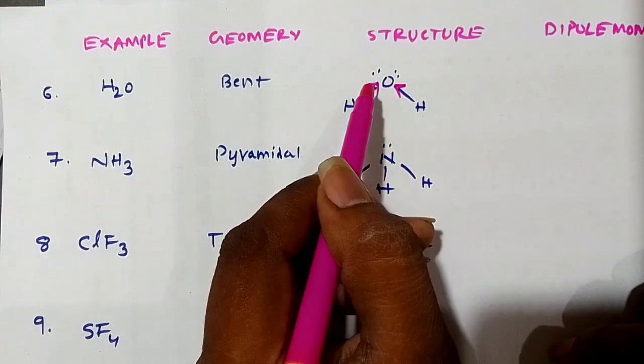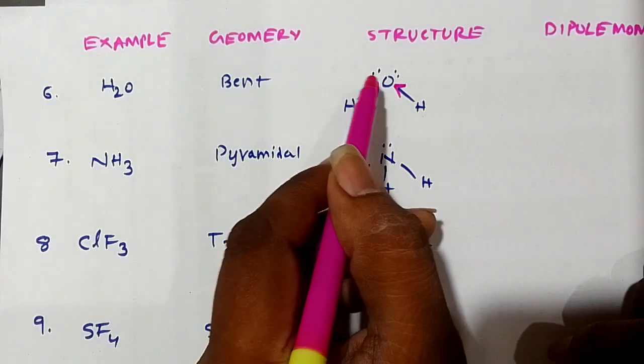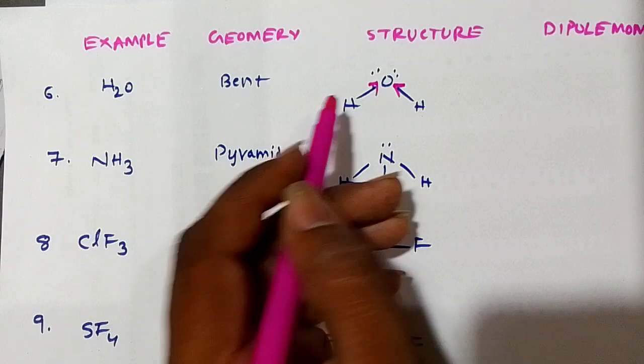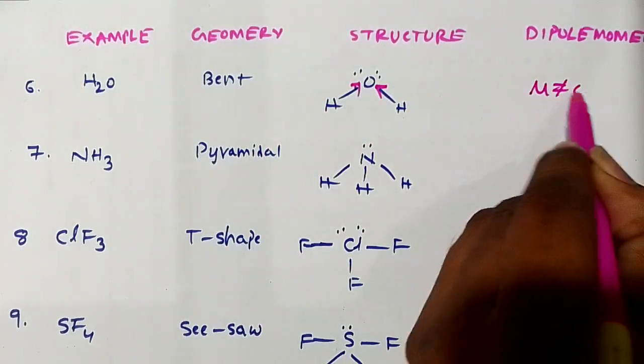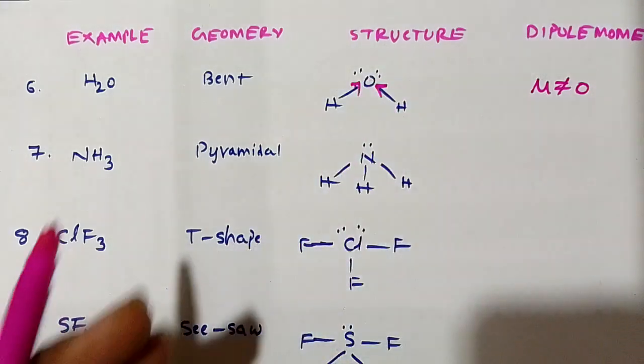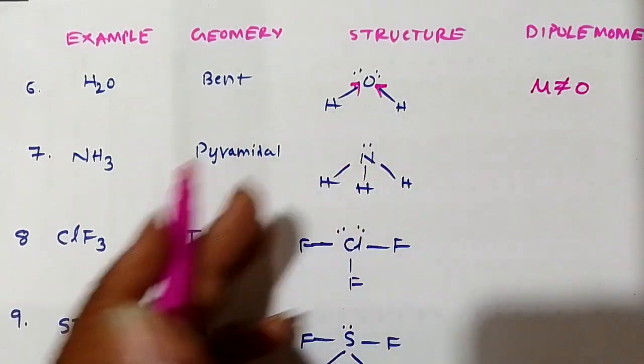Now the net is not equal to 0. That's why it has some dipole moment. That's why the dipole moment is not equal to 0. It has some dipole moment because it is an unsymmetrical shape.